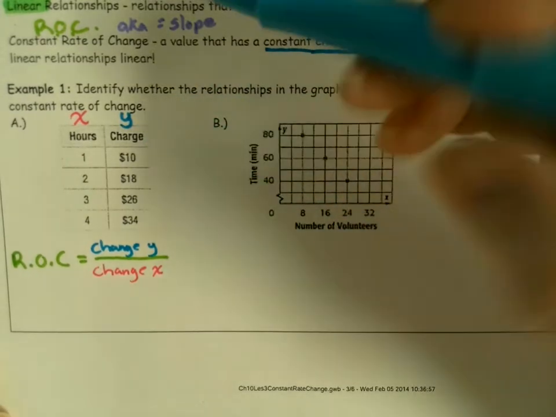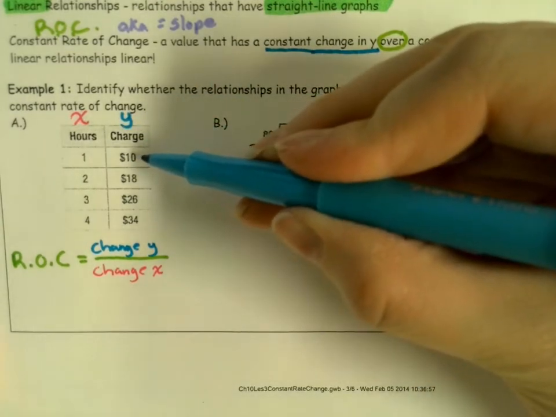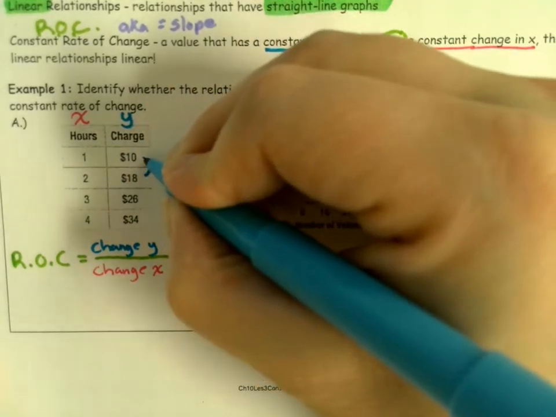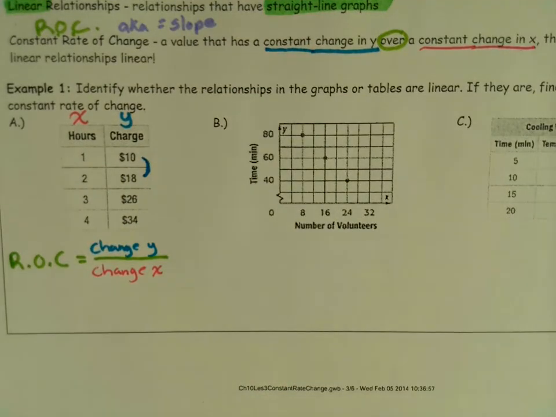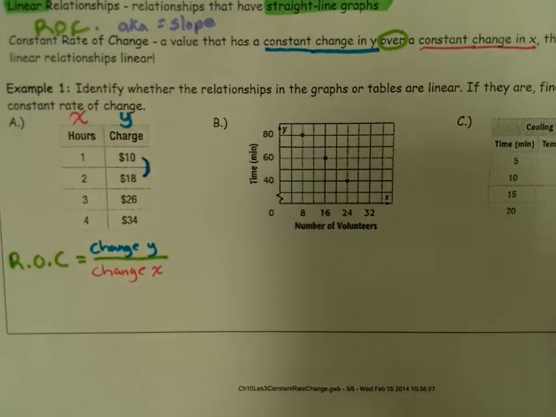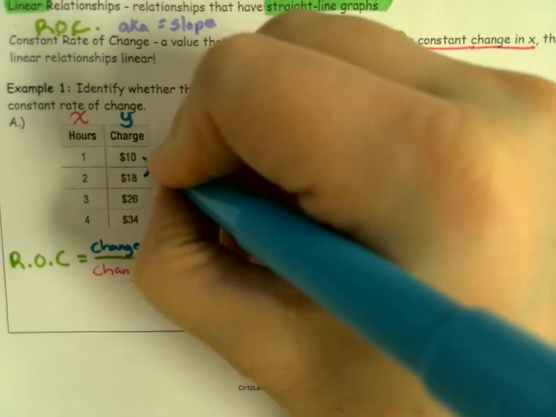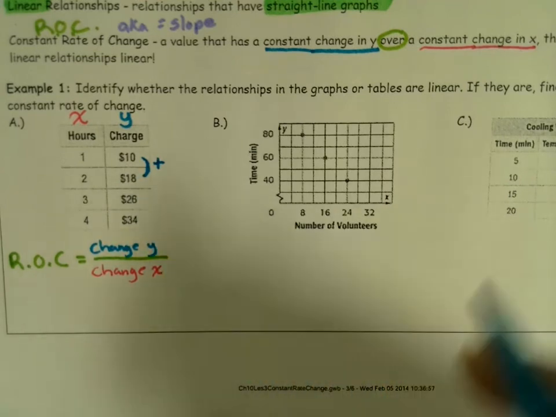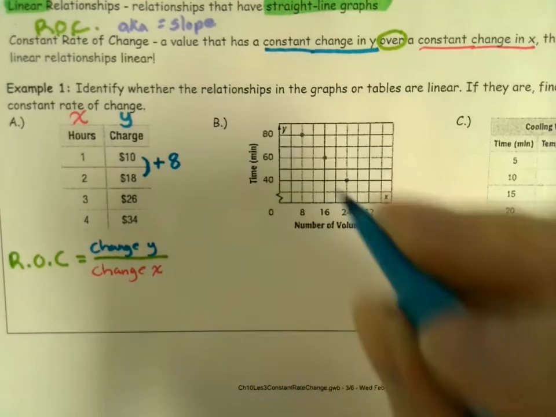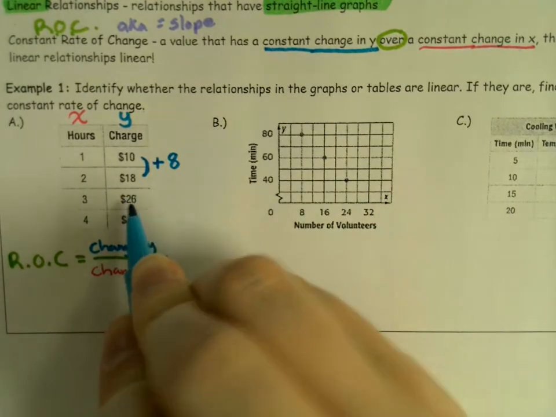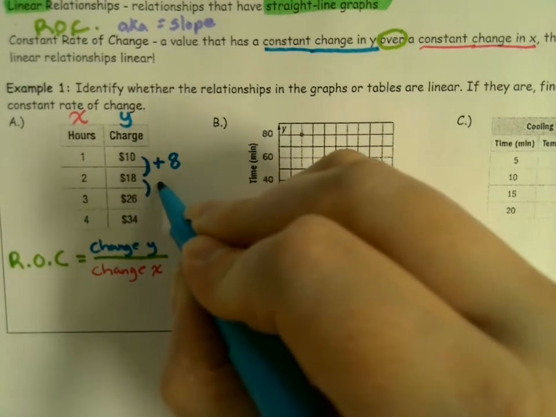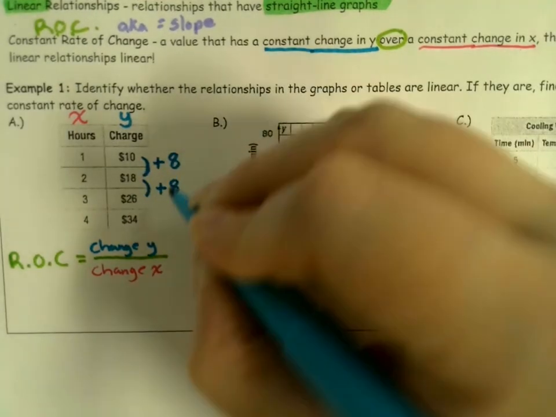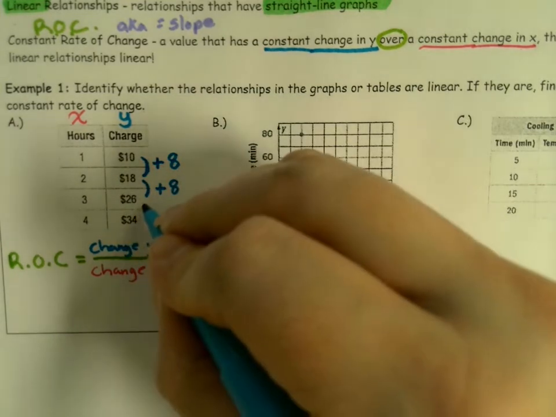We're going from $10 to $18. The first thing that I need to note is, is it an increase or a decrease? Am I increasing or decreasing? Increasing. So I'm going to go ahead and put a plus sign because that means that I'm increasing. And how much am I increasing by? 8. Good. Okay, now I'm going from $18 to $26. That is also still an increase. And what is it increasing by? 8. And then from 26 to 34, that is an increase of 8.